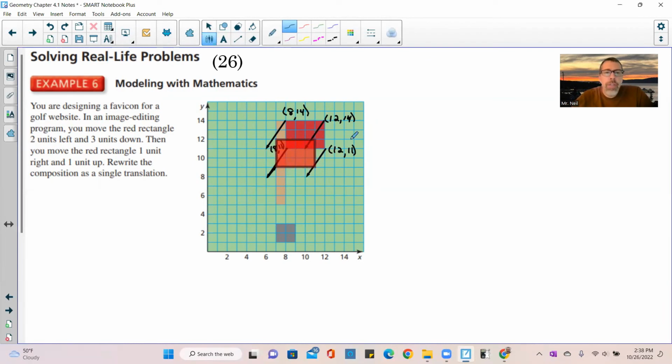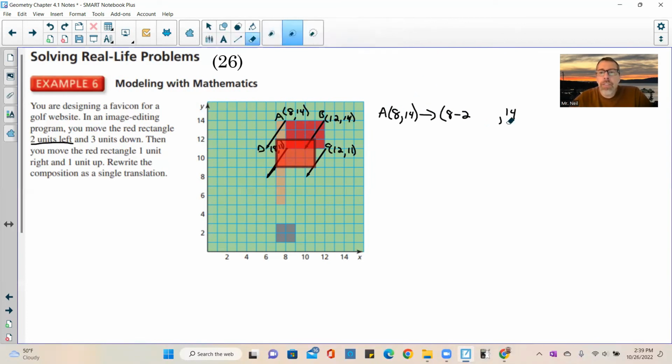Okay, so I'm going to do this algebraically. So if we have the point, let's call these start with A up here, B here, C here, and D over here at this point right here. So A is the point (8, 14), and we are going to move it 2 units left, which would be 8 minus 2, and then I have the point 14. So I'm moving the 8 left 2, and then the 14, 3 units down, would be minus 3. And then I'm going to close parentheses over here.